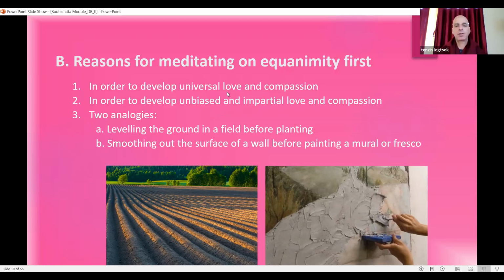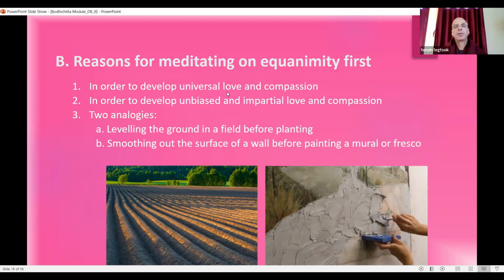So we want to even out our degree of concern such that we have an equal sense of concern for all sentient beings. That's like the analogy here of a field. Before you plant crops in a field, you plow the field and level it, and clear away weeds and debris and so forth. Or if you're going to paint a mural on a wall, first you even out the surface by plastering it, so that you can then paint something on it. So the basis for generating this mind of equanimity towards all sentient beings is then the basis for cultivating a universal loving kindness and compassion, which are then the basis for bodhicitta.